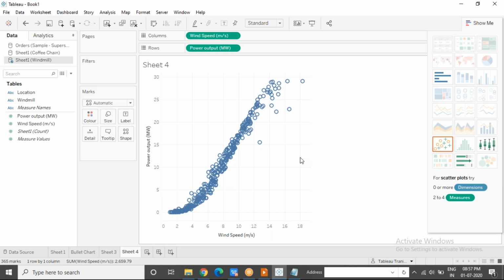We cannot answer because we have never encountered that kind of a situation in the past. We don't have any sample data for 30 meters per second based on which we can do our prediction or guess. We cannot guess anything. So now what do we do?